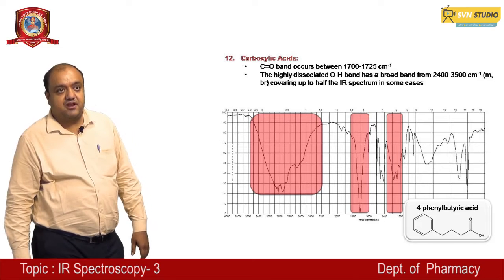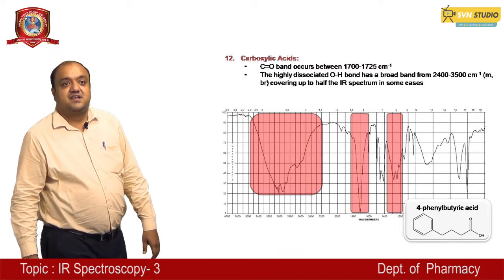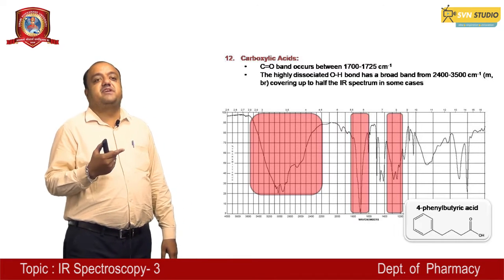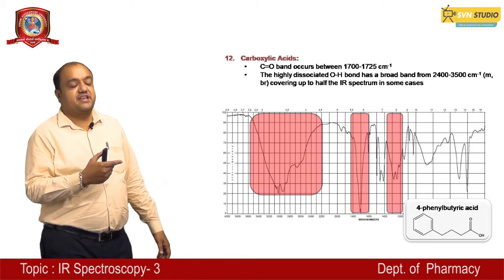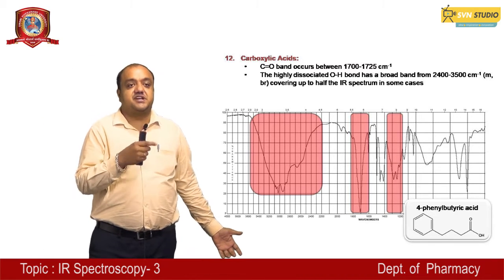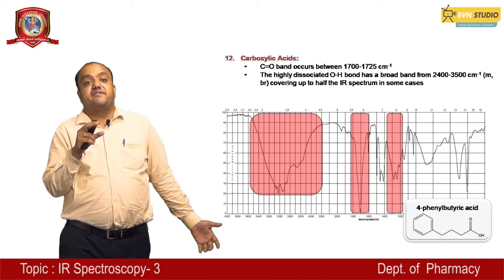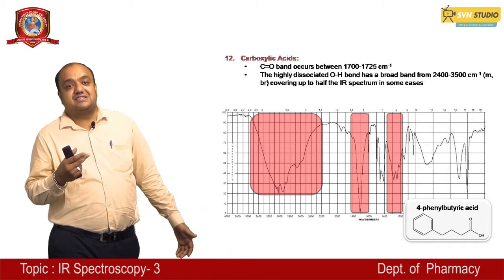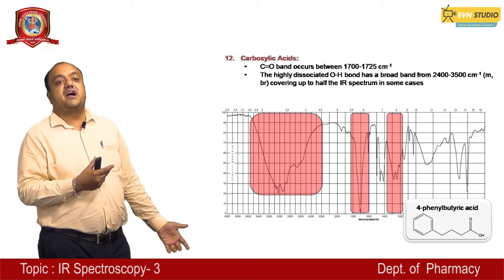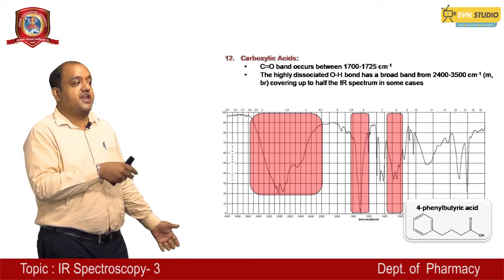Next example is carboxylic acid, which shows two regions. The C=O band occurs between 1700 to 1725 centimeter inverse, and the highly dissociated OH bond has a broad band from 2400 to 3500 centimeter inverse, covering up to half of the IR spectrum in some cases, for example 4-vinyl butyric acid.